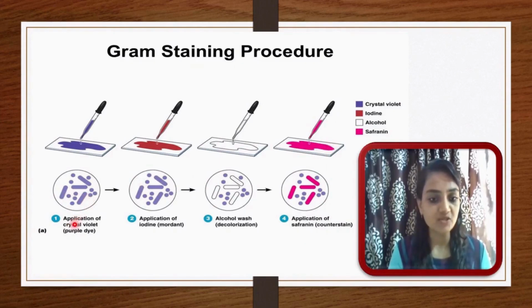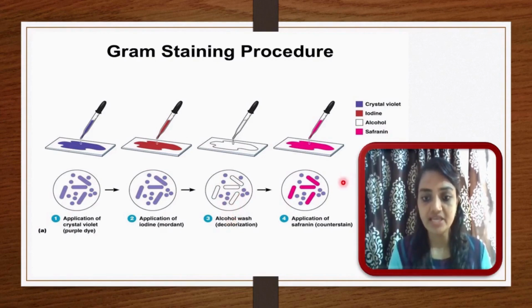During application of crystal violet, all the bacteria will be stained violet or purple in color. In the next application, iodine, you will see the same result. Then in the third step, all the bacteria which do not retain the Gram stain, meaning the Gram negative bacteria, will be decolorized, but the Gram positive bacteria remain as they are. So Gram positive bacteria will be observed as purple in color, whereas the Gram negative bacteria you cannot observe because they are colorless due to the alcohol wash.